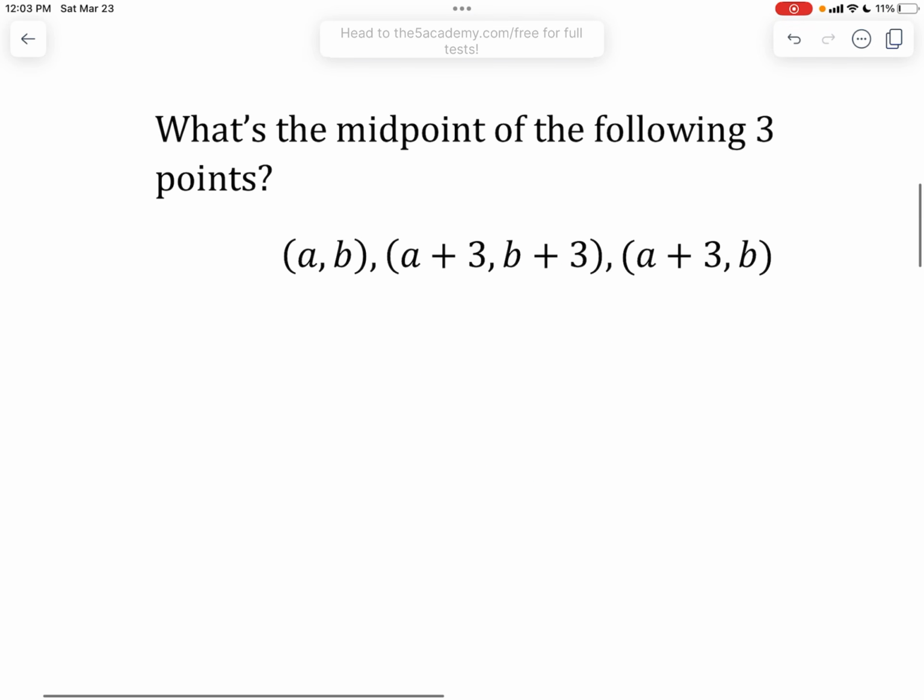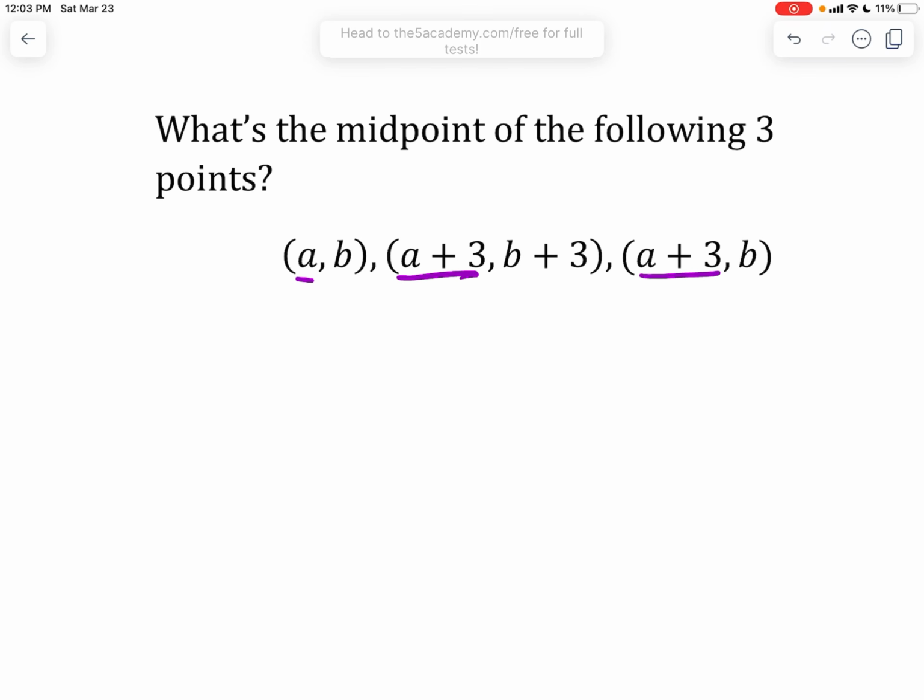What is the midpoint of the following 3 points? Okay, how do you find the midpoint? There's a formula for it. I'm not even going to tell you the formula because it's not really that helpful and it's confusing more than anything. Essentially, think of it in terms of, for each coordinate that you're given, you have x values and you have y values.